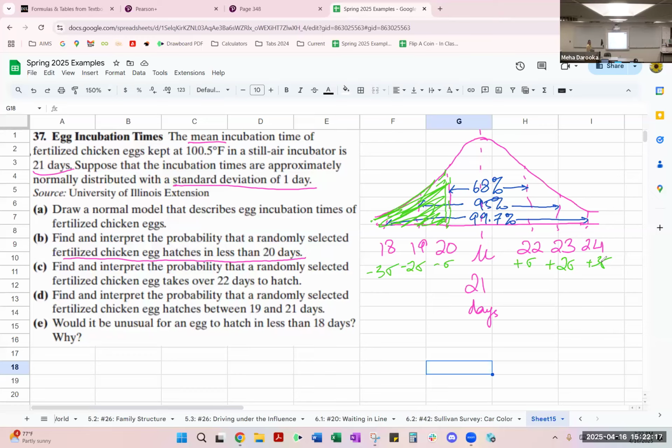Think about that 20 is at 1 standard deviation below the mean. So we know this starts at 68%, right? That's 1 standard deviation above and below. So try to use symmetry, and you guys have done this kind of math in chapter 3, so this is not new for you. How do we calculate that probability for the left-hand side of 20 days?